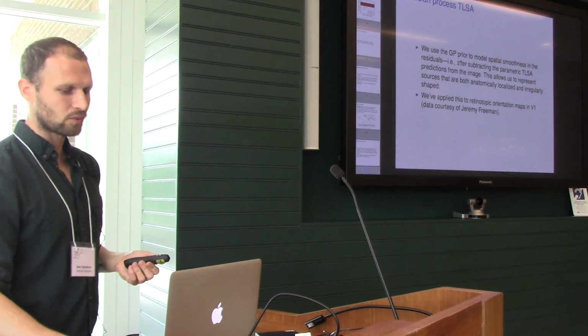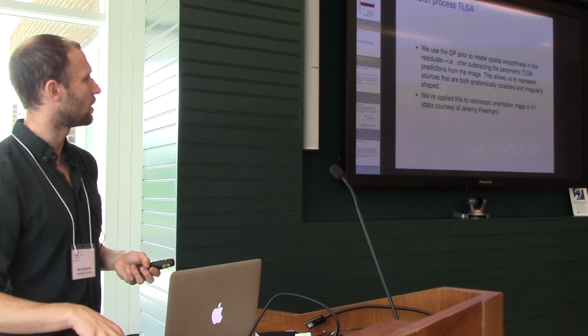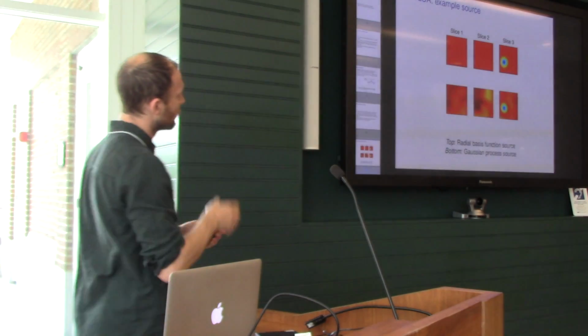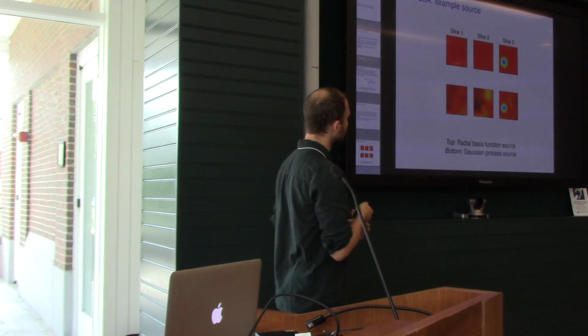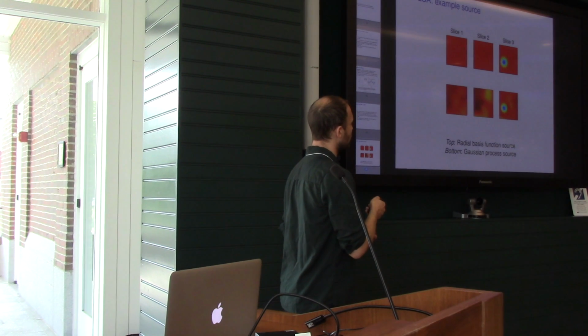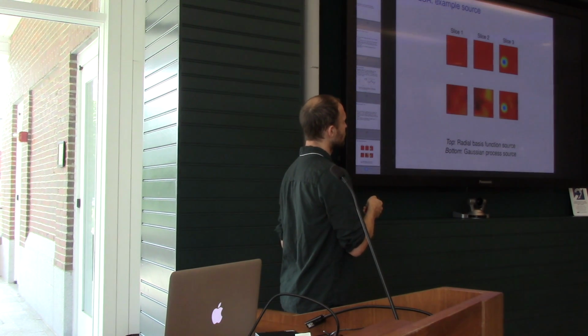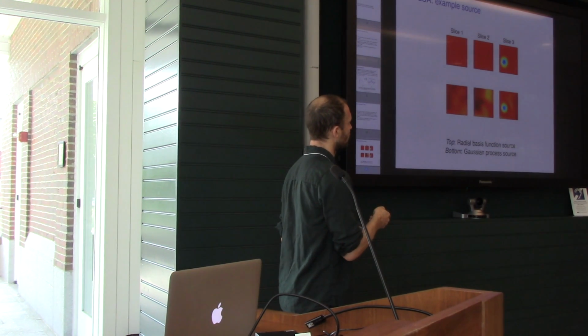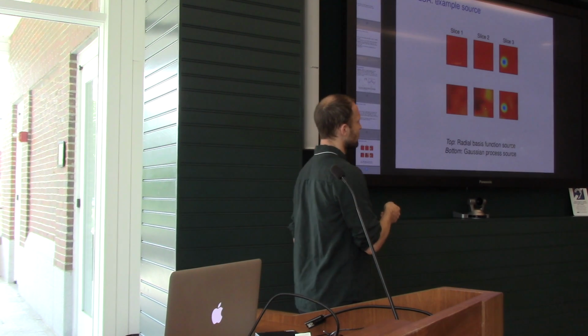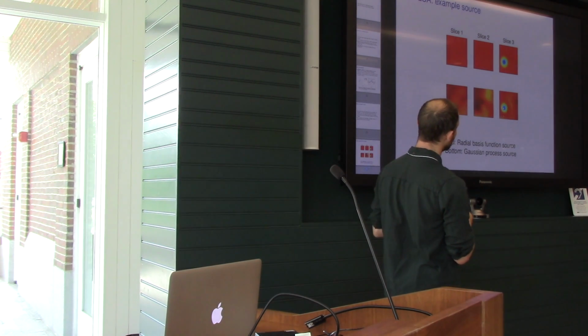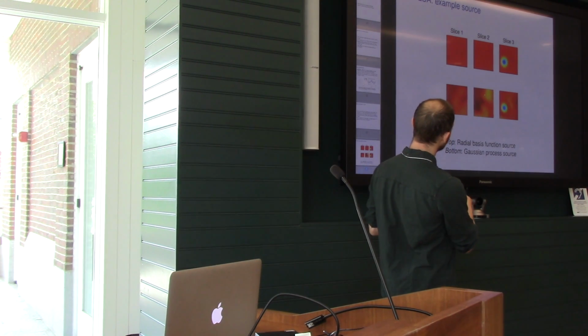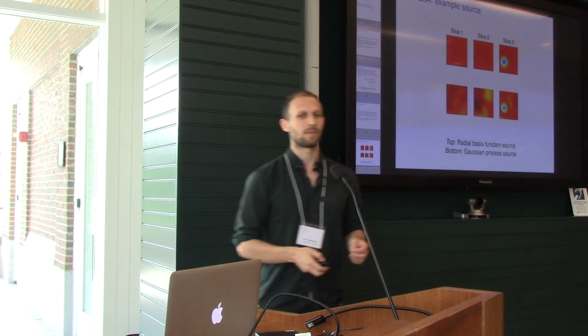And I've applied this to retinotopic orientation maps in V1 that were collected by Jeremy Freeman. So I'll show you the data in a moment. I just want to give you an intuition for what this looks like. So here's the standard radial basis function. And here's where you have a Gaussian process source. And what you can see is that it still looks a lot like the radial basis function, but it's got this irregular stuff here that is smoothly varying over space.